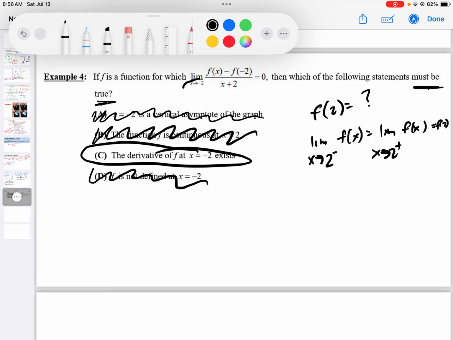But what this is saying is this is the fancy limit definition of a derivative. It's saying the limit as x approaches negative 2, that's our C number. If it's given a number, then we know it exists. And I actually know that the derivative is 0, but it just says the derivative exists, so it's even more vague. I know the derivative at x equals negative 2 is 0. All right, so that would be C.